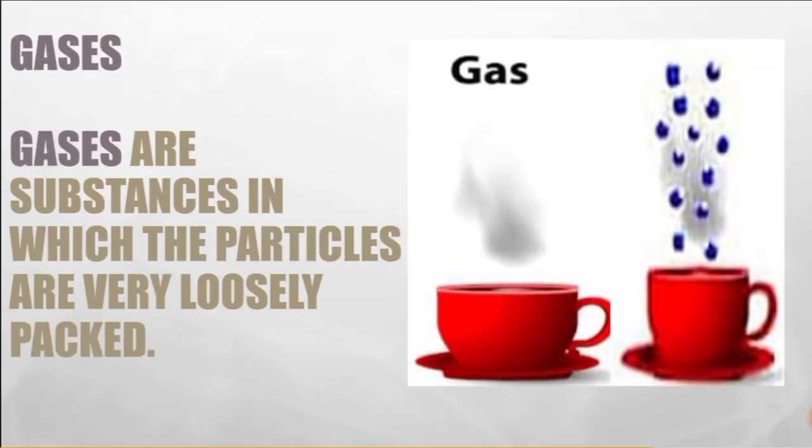Now the third state of matter is gases. Gases are substances in which the particles are very loosely packed. They too have no fixed shape. Unlike liquids, they occupy all the available space in a container. Air and cooking gas are examples of gases. Air is actually a mixture of gases such as oxygen, nitrogen and carbon dioxide.